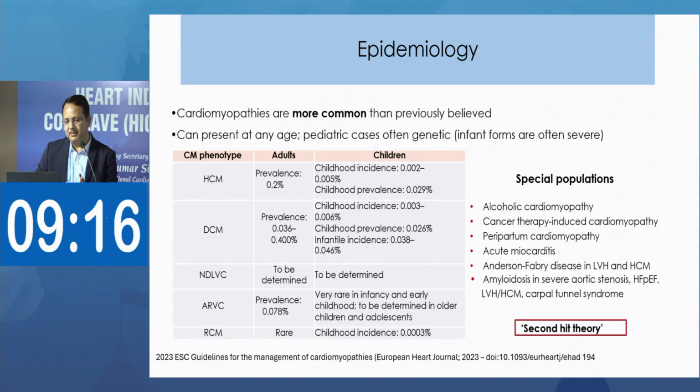Epidemiology-wise, hypertrophic cardiomyopathy has a 0.2% prevalence and is more common, but DCMP has regional variations. In our part, I am from Bihar, dilated cardiomyopathy is more common than when I was in Lucknow. There is regional variation in dilated cardiomyopathy also. Less common are non-dilated LV, ARVC, and RCM. Special populations include alcoholic cardiomyopathy, cancer therapy-induced cardiomyopathy, peripartum cardiomyopathy, and acute myocarditis, and they all have some second hit theory.